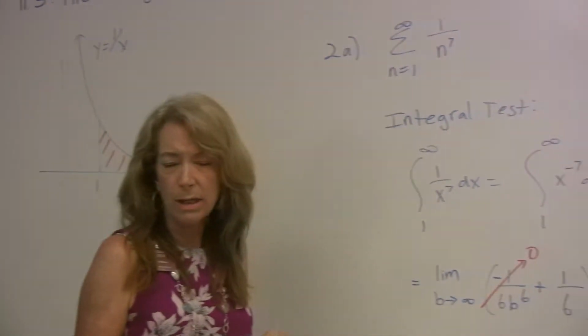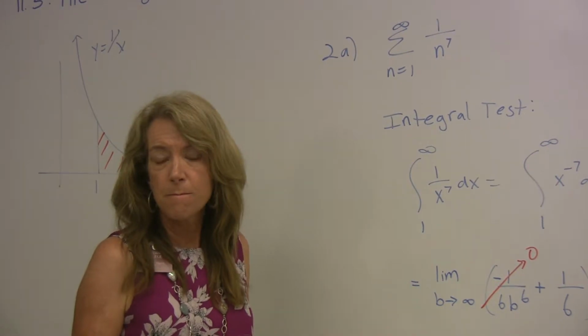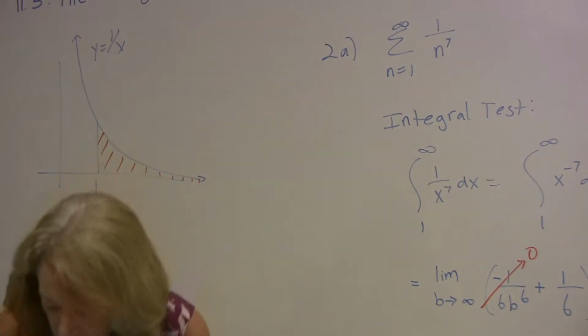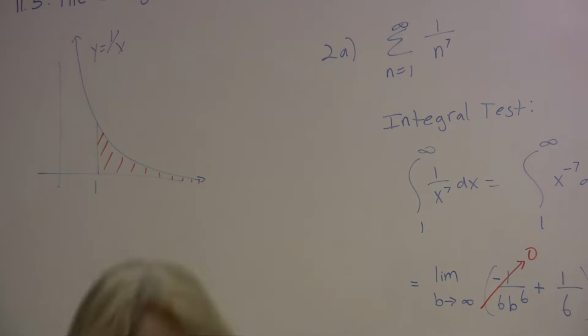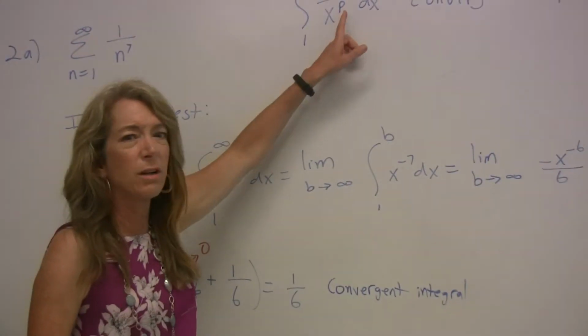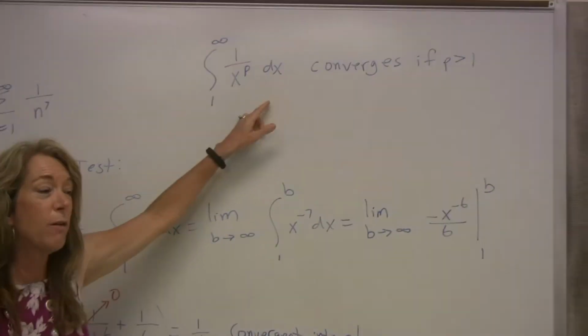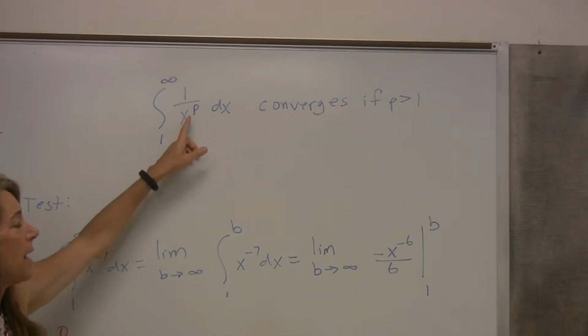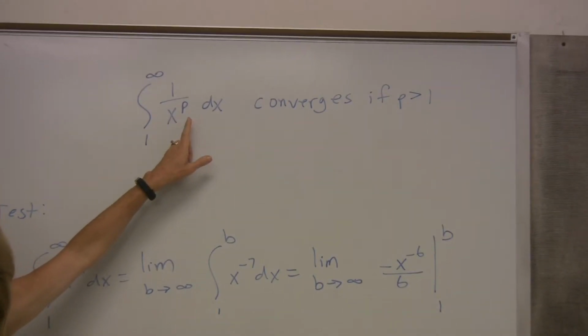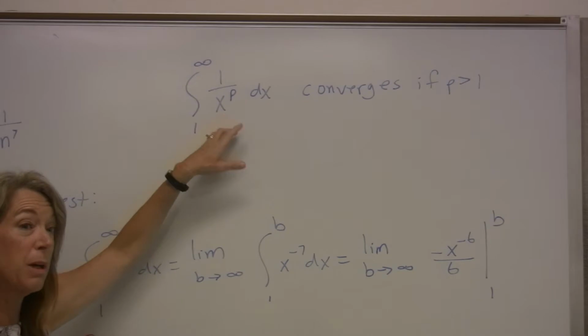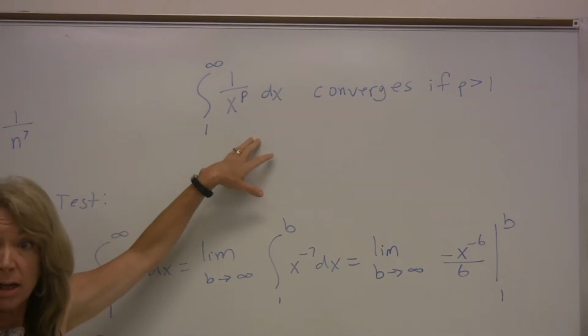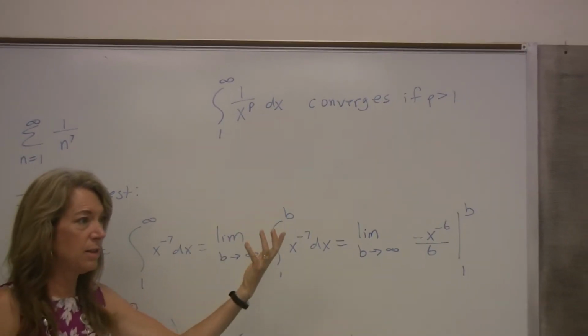What if p equals 1? What does it look like? Harmonic series. Looks like the harmonic, right? If p equals 1, it's just 1 over x, which is like 1 over n. We know that one diverges. And if the exponent here is larger, it makes your denominator that much bigger. And if you've got a bigger denominator, then your fraction's obviously smaller.